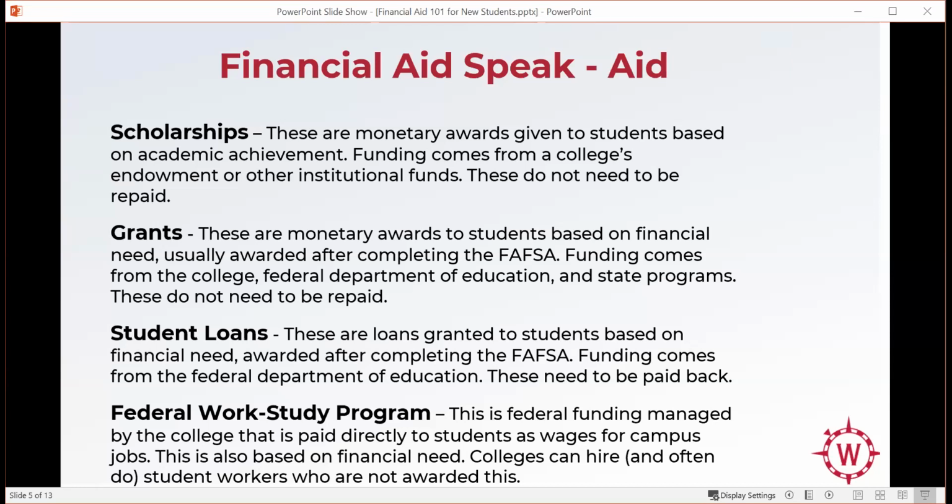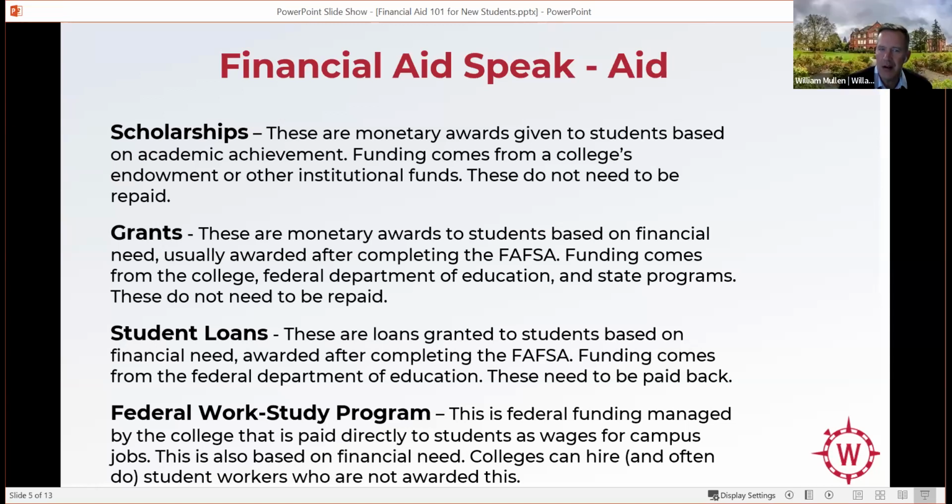Then there's grants. Grants are different than scholarships because they're typically based on financial need, and they're awarded after a family and student complete the Free Application for Federal Student Aid, or FAFSA as we call it. The funding comes from multiple places. The college or university has need-based grants, again, coming from the endowment or other institutional funds. The federal Department of Education has grants as well, the Pell Grant and the SEOG, or the Supplemental Educational Opportunity Grant. Got that right. State programs also have grants too.